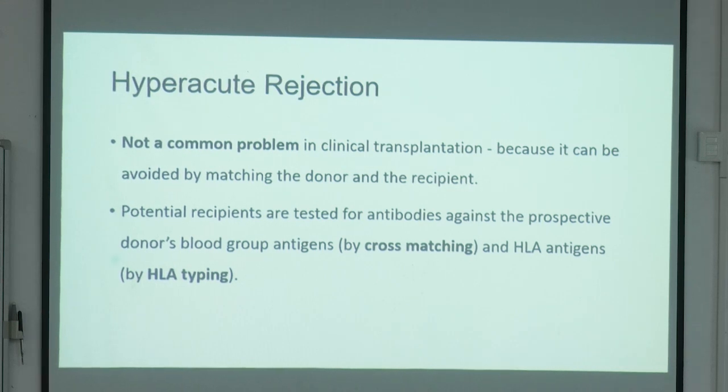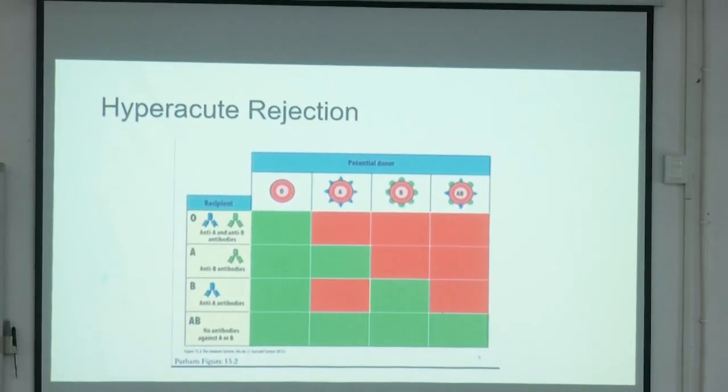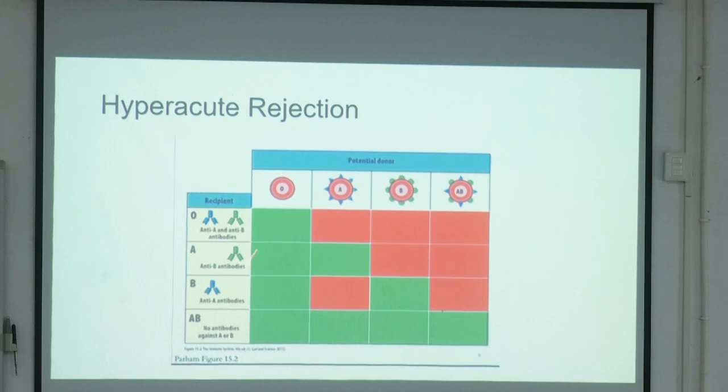Why? Because obviously prior to transplantation, we perform what is known as cross matching of blood and HLA type. Because this is preventable. You can avoid them. This is the ABO blood grouping. You understand this? This is a potential donor of the O, A, B and AB group. These are the recipients who have the following antibodies.